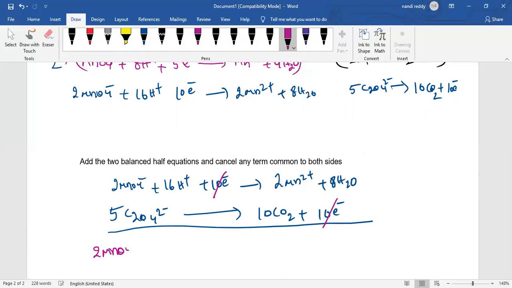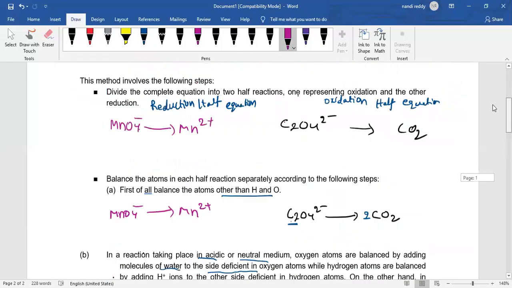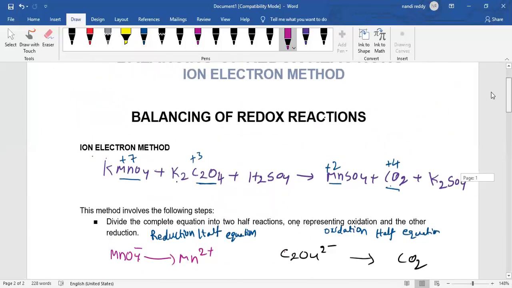2 MnO4 minus plus 5 C2O4 2 minus plus 16H plus. I'm adding the total left side, then the right side also I'm adding: 2 Mn2 plus 10 CO2 plus 8H2O. Clear? Now compare this equation with your original equation which they mentioned. So what is the original equation they mentioned? In terms of KMnO4, K2C2O4, H2SO4, MnSO4, CO2, K2SO4.